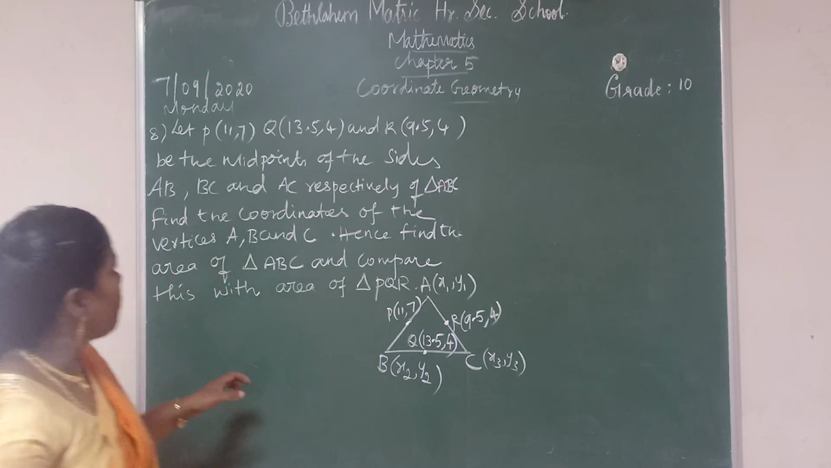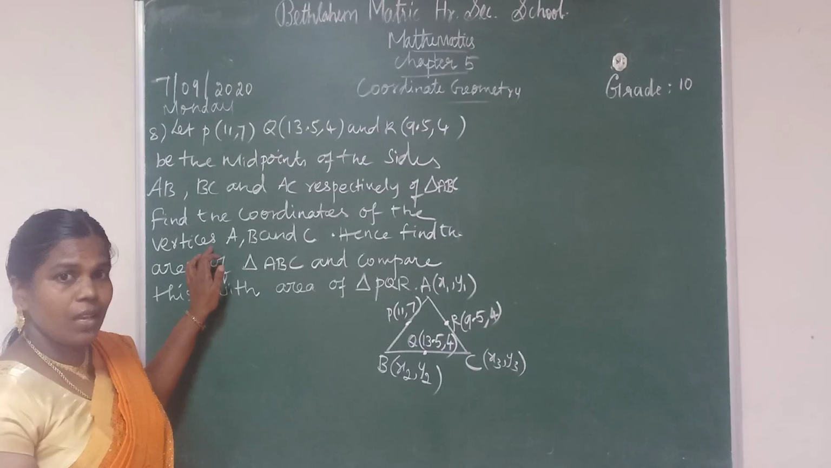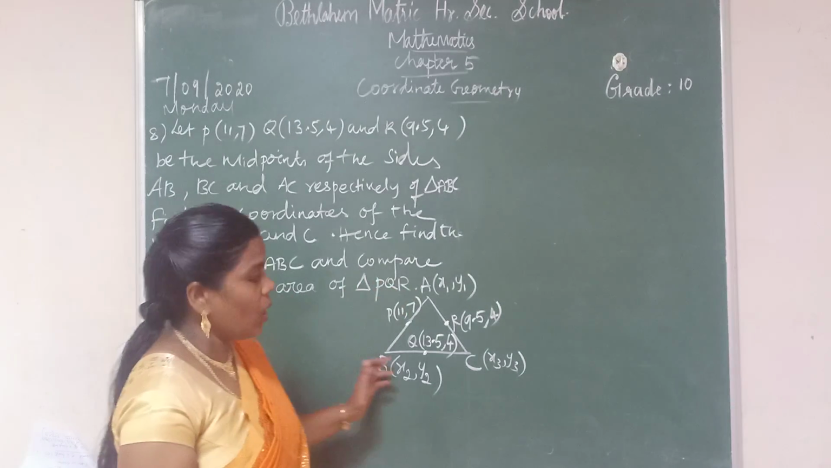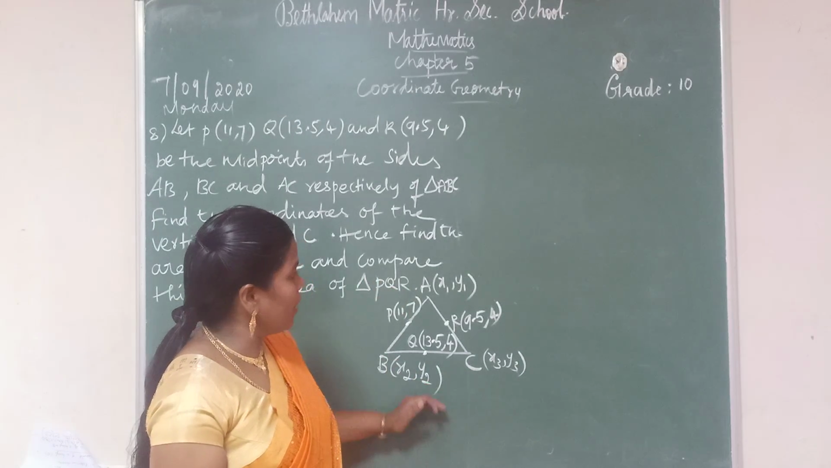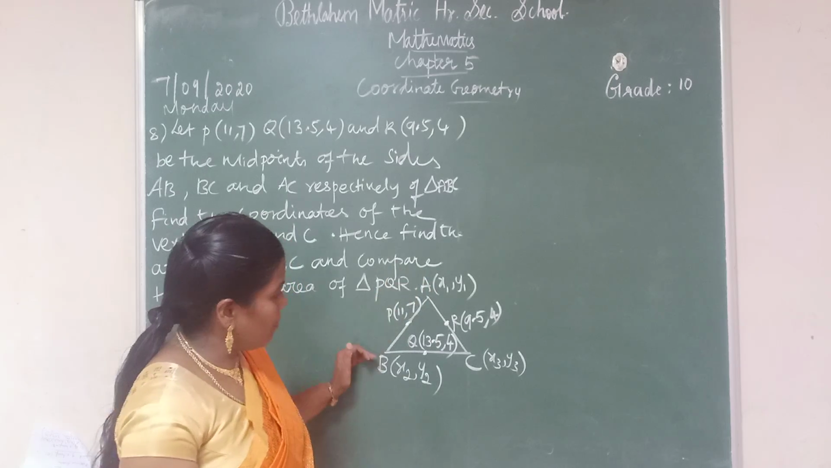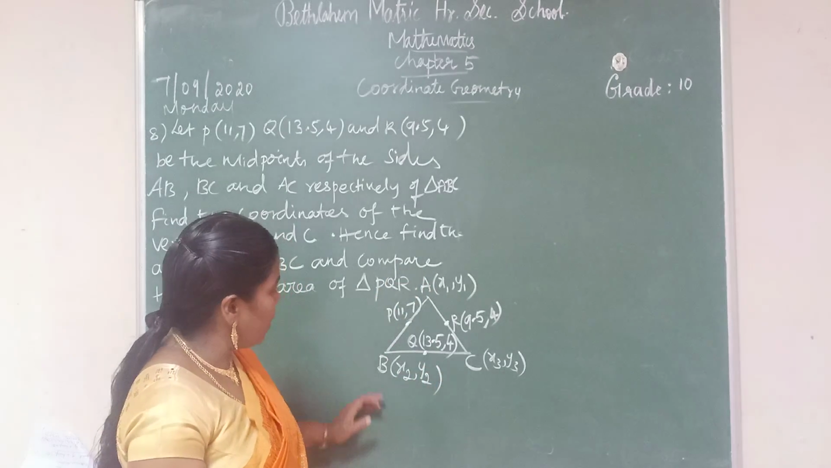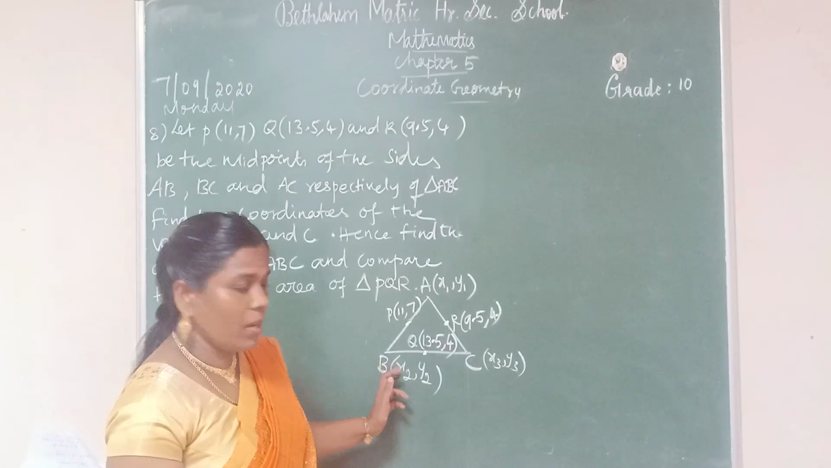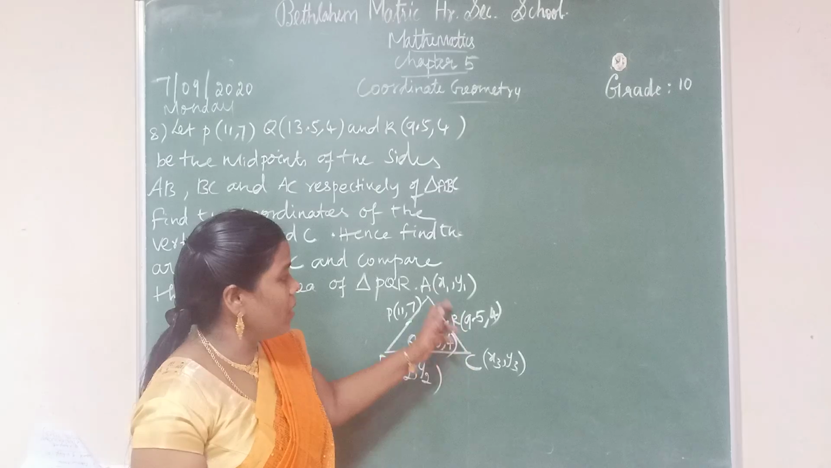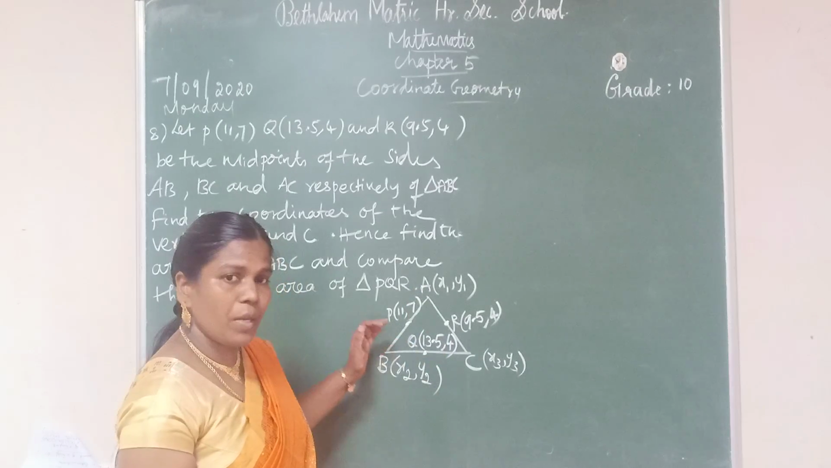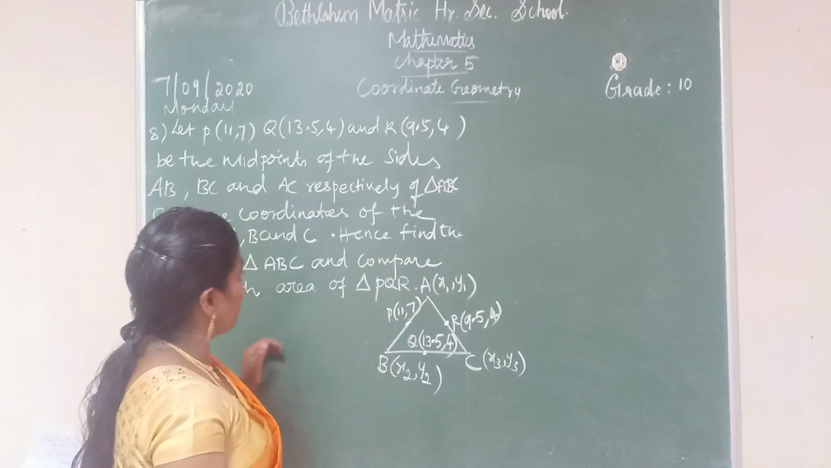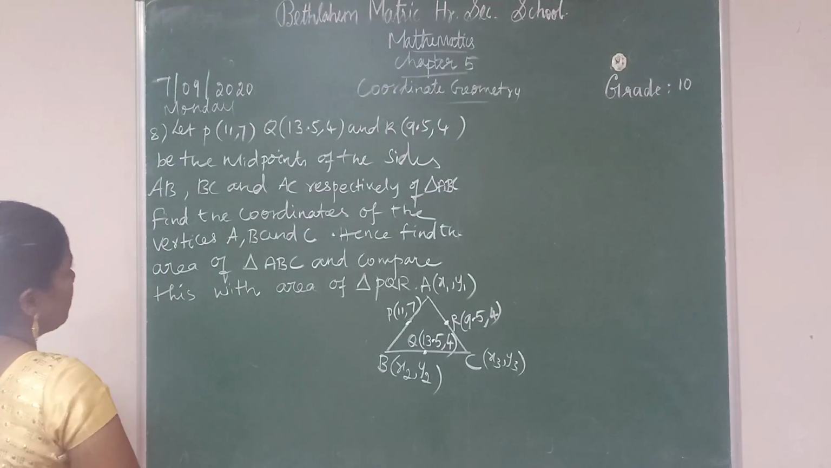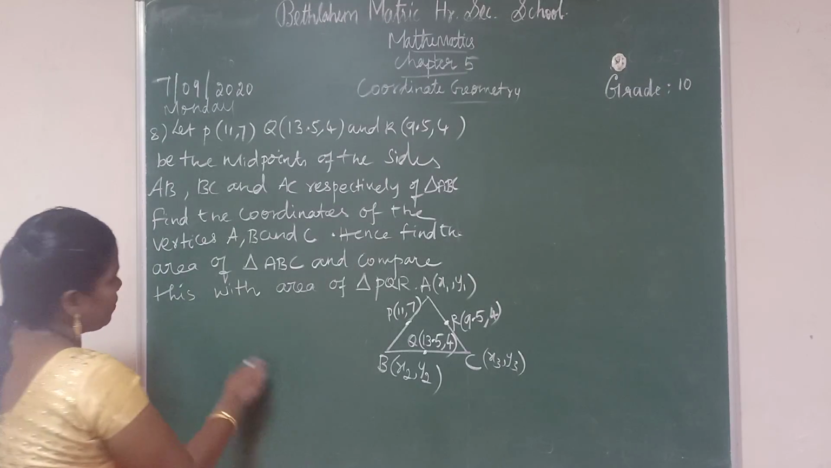What is the question now? Find the coordinates of the vertices A, B and C. These A, B, C are unknown, so we have to find them one by one. The midpoints of AB, BC and AC are given, so using the midpoint formula we can find them. Let us find the midpoint of AB first of all.